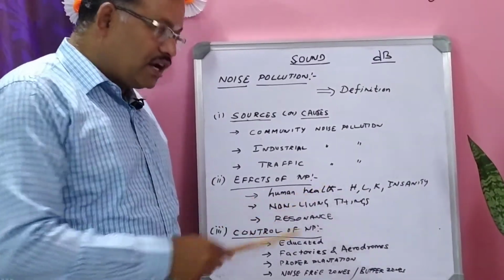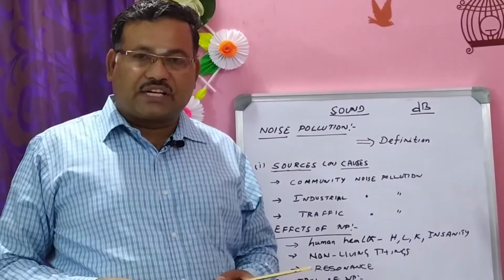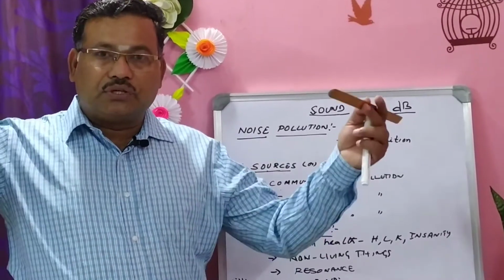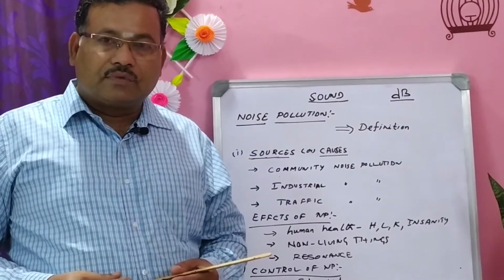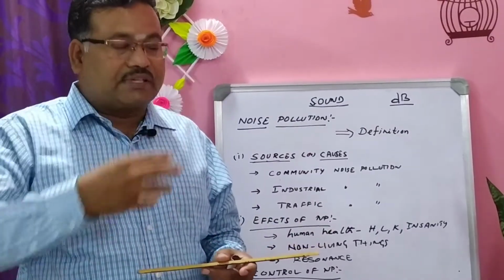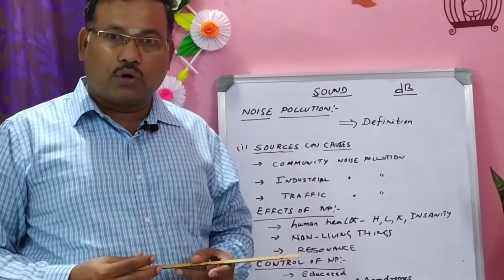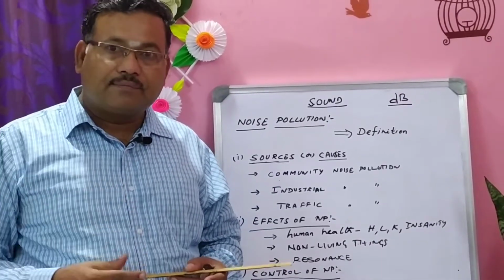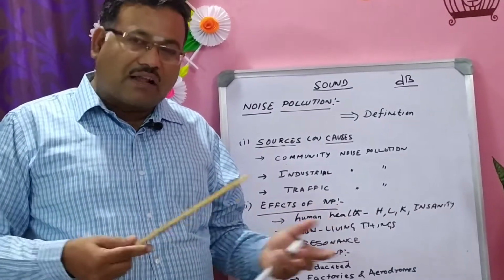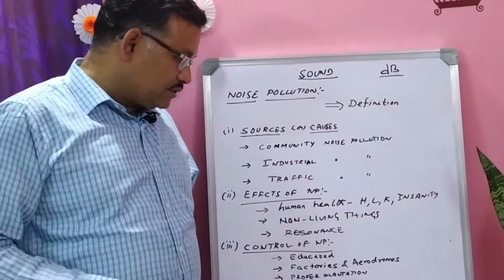Suppose you take non-living things like buildings. A stone crusher is there, they are blasting the stones, a huge sound is coming and vibration is there. Sometimes cracks may appear in the walls, sometimes the glasses may break. So these are some effects of noise pollution on non-living things.